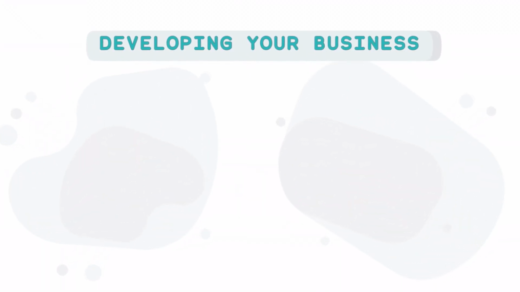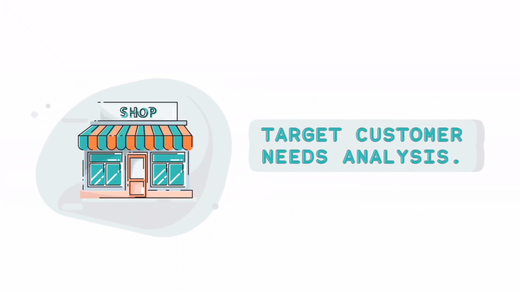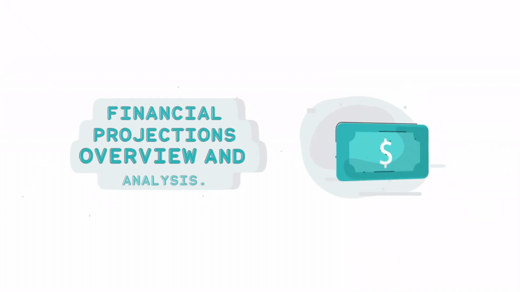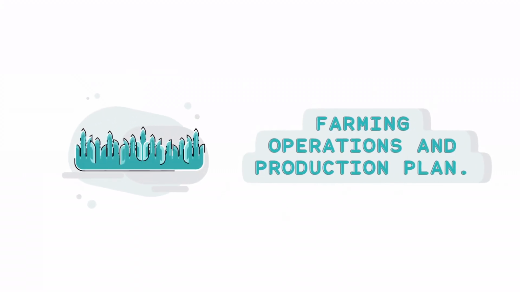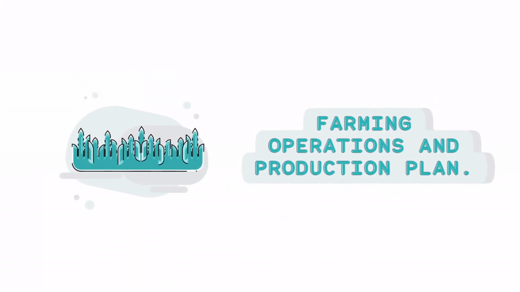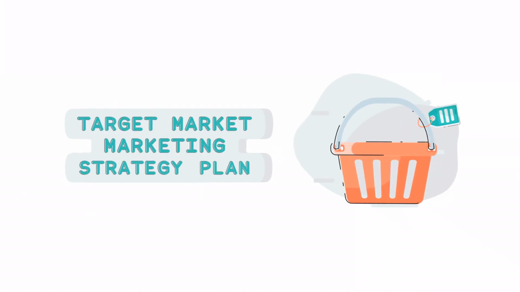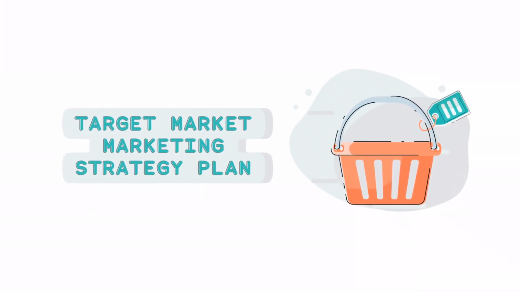3. Create a comprehensive business plan. Market analysis, identify your target customers and their needs. Financial projections, estimate income, expenses, and profitability. Production plan, outline your farming operations, including crop rotation, livestock management, and harvesting. Marketing and sales strategy, develop a plan to reach your target market.